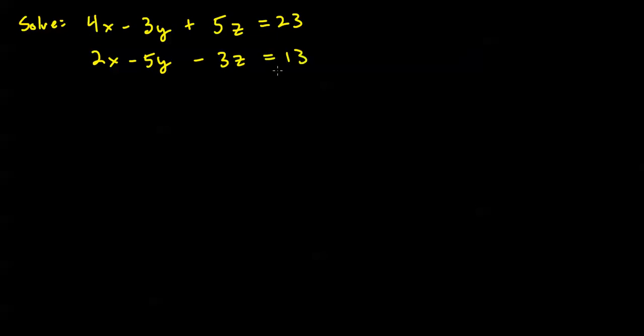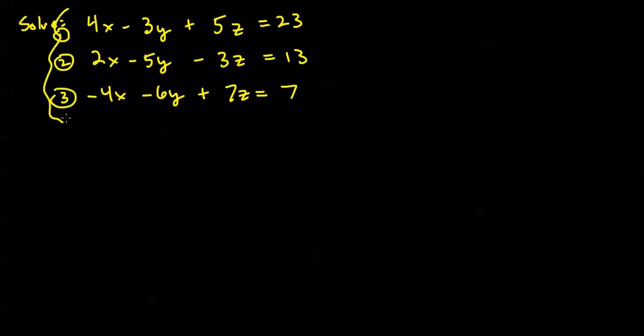Solve. 4x minus 3y plus 5z equals 23. 2x minus 5y minus 3z equals 13. And minus 4x minus 6y plus 7z equals 7. Alright, again I'm going to label these equations 1, 2, and 3 and say we need to solve this system.